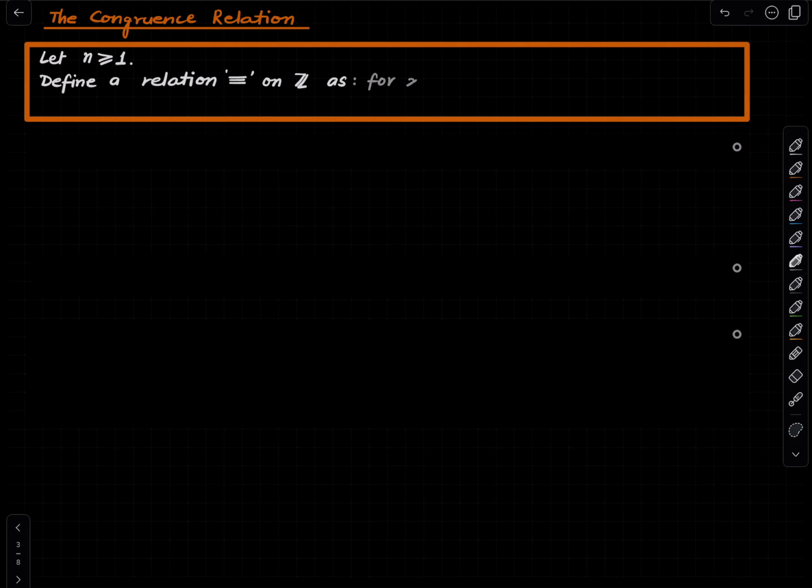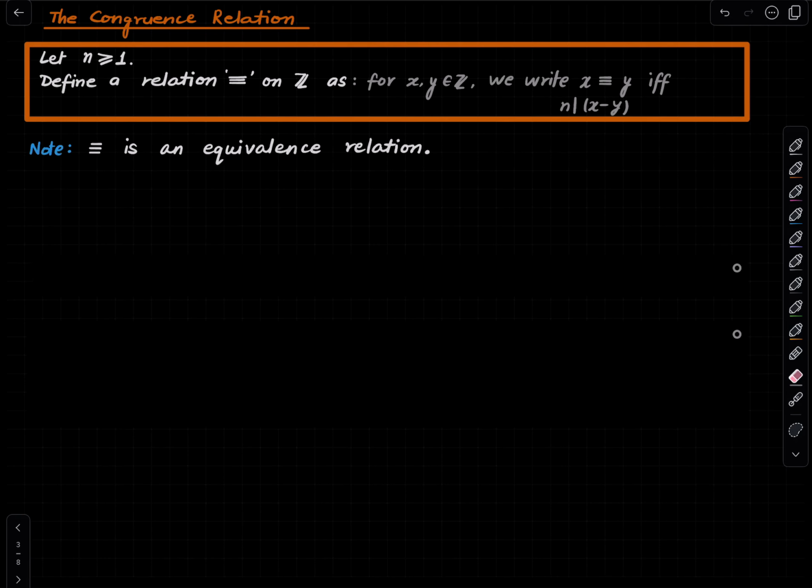For two integers x and y, we define or we write x congruent to y if and only if n divides the difference of x and y. So that's a relation, of course. That's a relation on the set of all the integers. And we want to say that it is actually an equivalence relation.